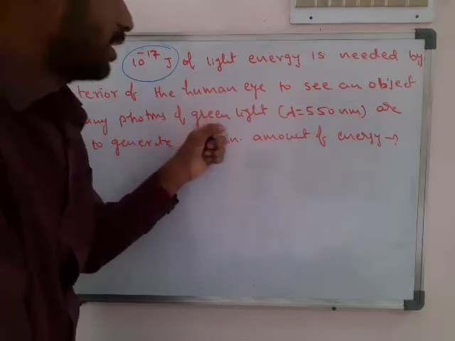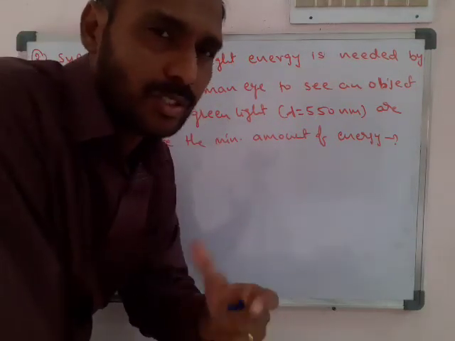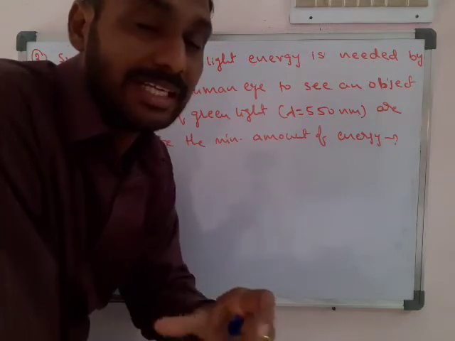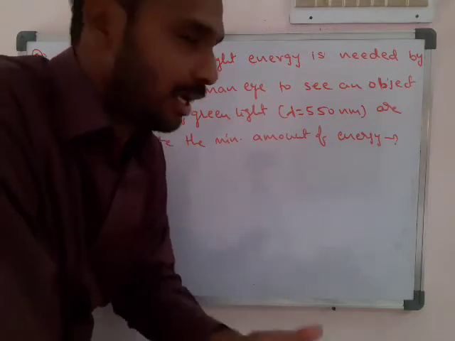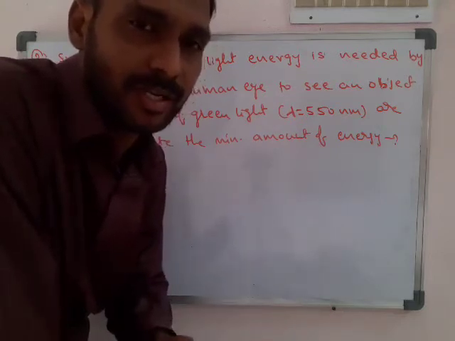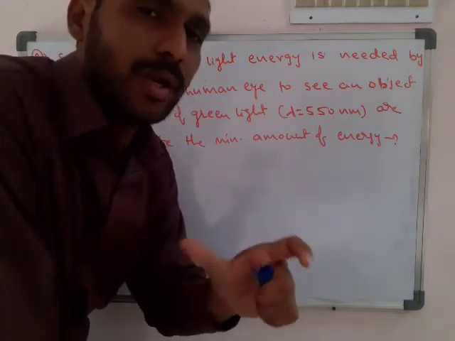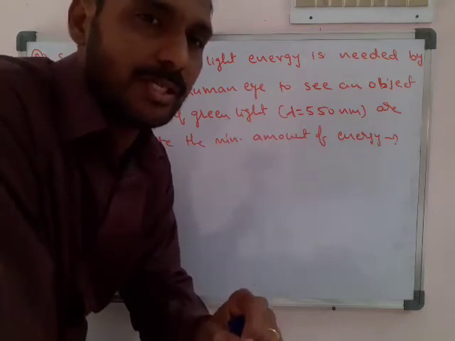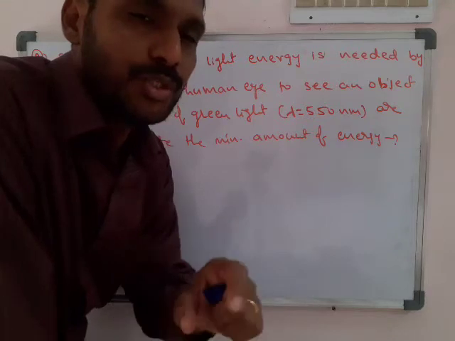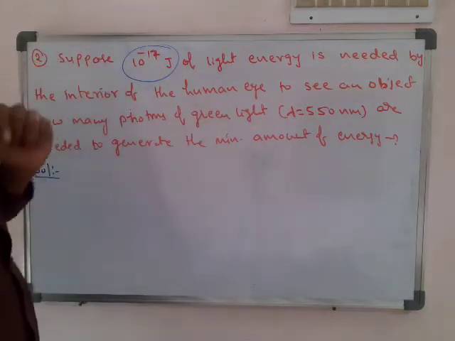We know that every green light, violet light, red light are all having different wavelengths and different frequencies. Wave number is different and automatically frequency is also different. So each one requires a different number.